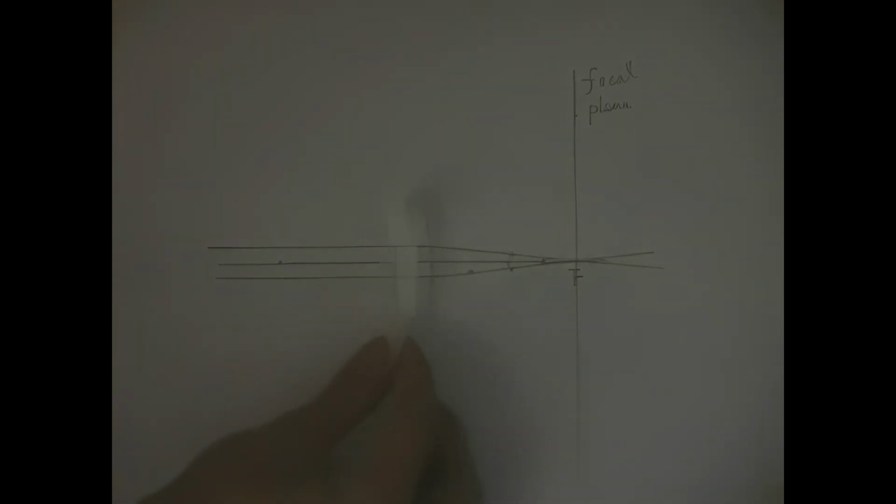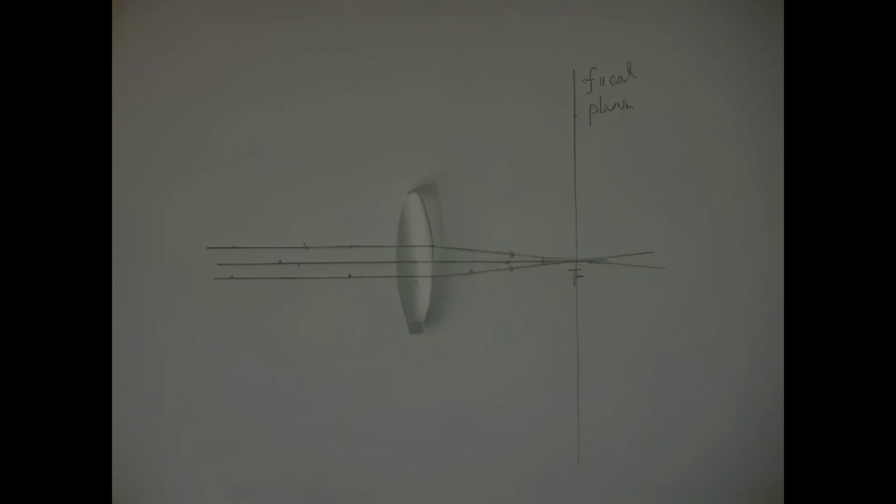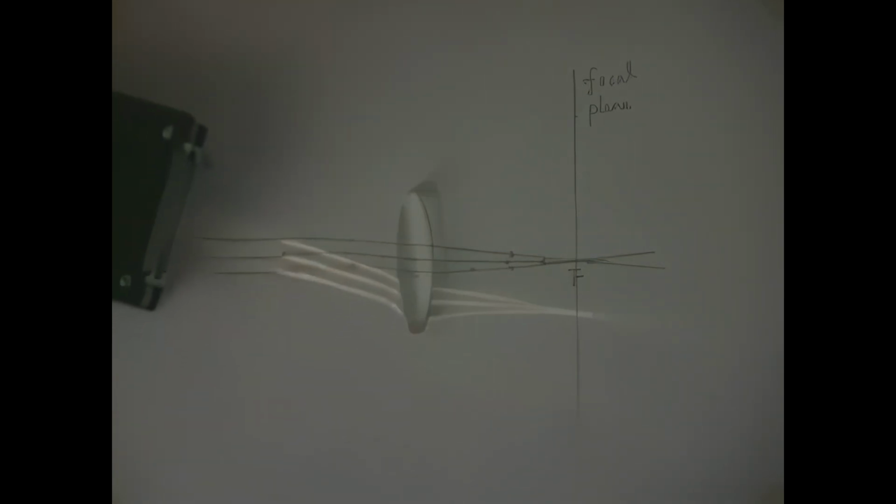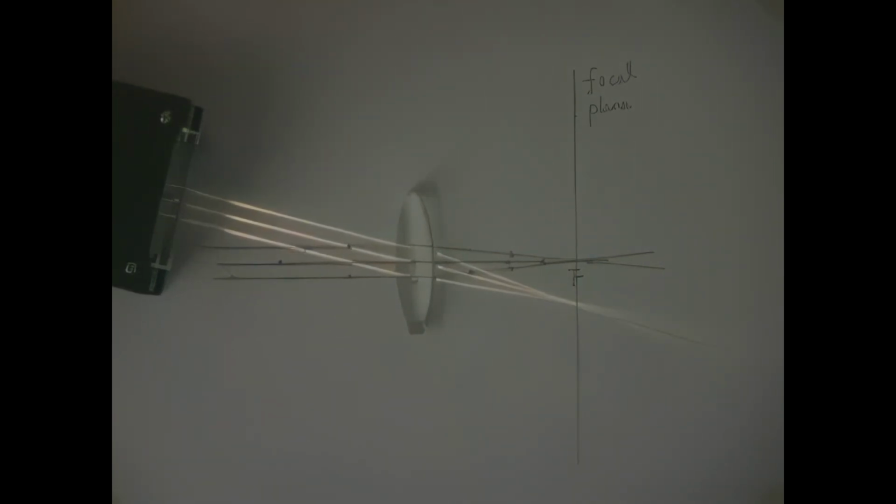Now, put the convex lens back again. Direct parallel light rays at an angle to the principal axis as shown. Note whether the light rays converge to a point on the focal plane. Let's repeat the experiment with a concave lens.